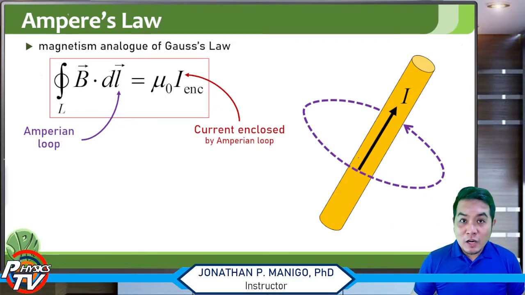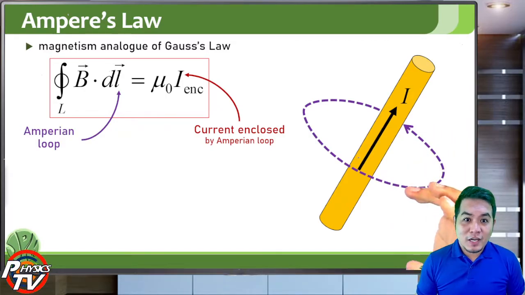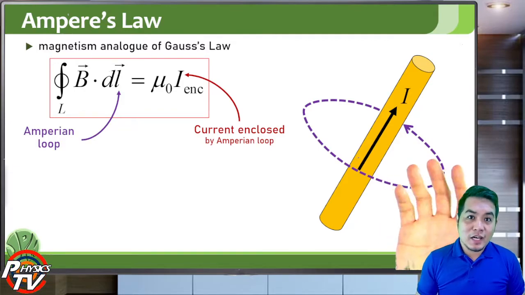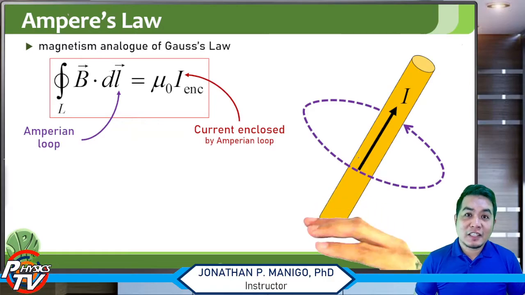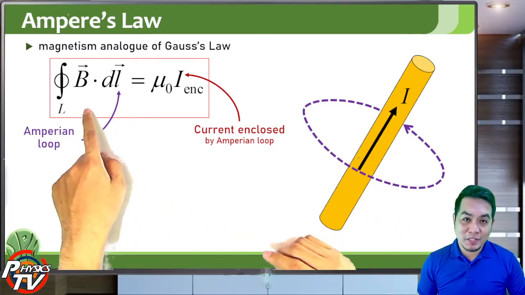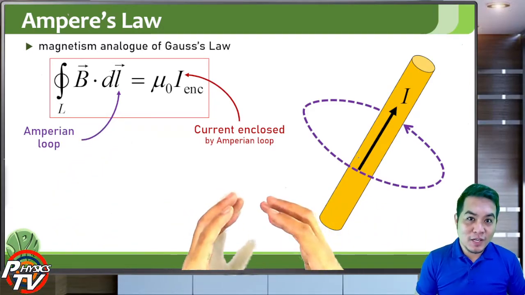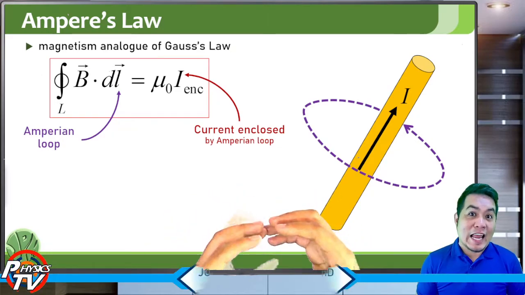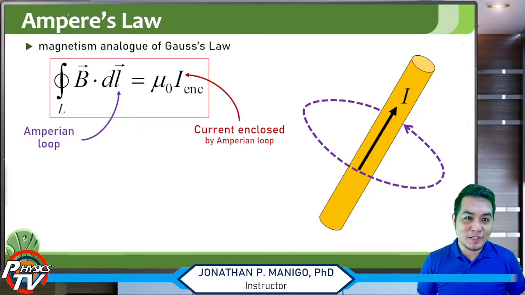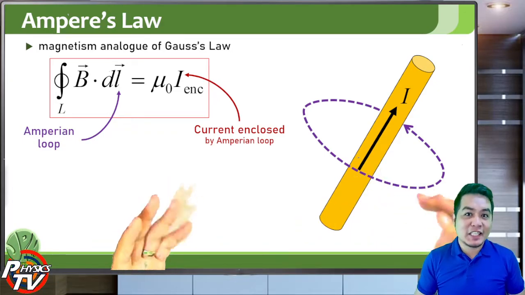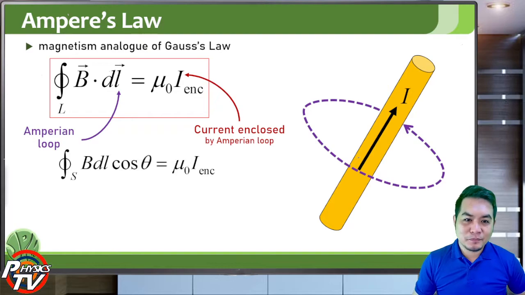The law of Biot-Savart is the original way to solve for the magnetic field. The alternative way to solve for the magnetic field is Ampere's law, in the same manner as Coulomb's law is the original way to solve for the electric field, and Gauss law is the alternative way to solve for the electric field. So those are the symmetries between electricity and magnetism.